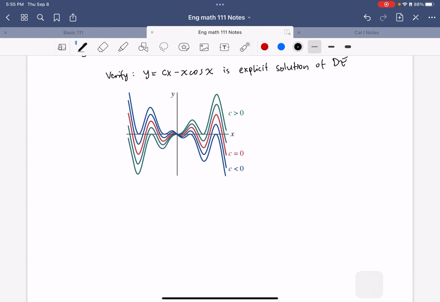So if we have the DE xy prime minus 4y equals 0, okay. Now we can verify that y equals cx to the power of 4 is a solution.